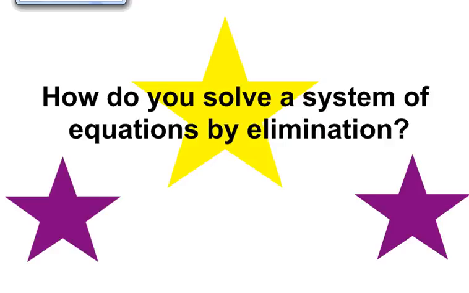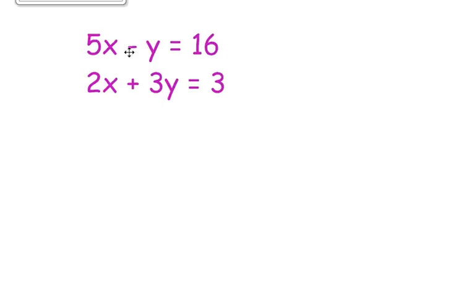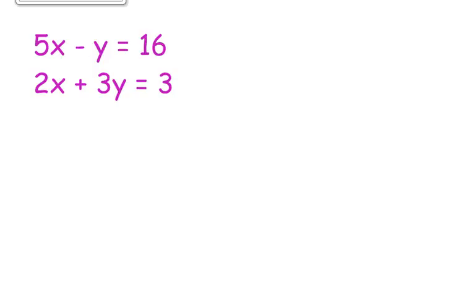So lesson 3.2 is all about solving a system of equations algebraically. The first method we're going to look at for solving systems algebraically is the elimination method. Our first example is 5x minus y equals 16 and 2x plus 3y equals 3.